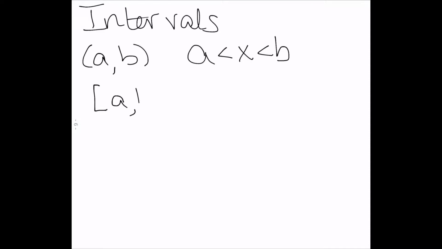Sometimes we write them with brackets, and these are going to be all the numbers greater than or equal to a and less than or equal to b. So essentially, parentheses mean exclude. It means do not include the endpoints. And brackets mean include. It means the endpoints are included in our set. So we've already said that parentheses a and b mean a less than x less than b.